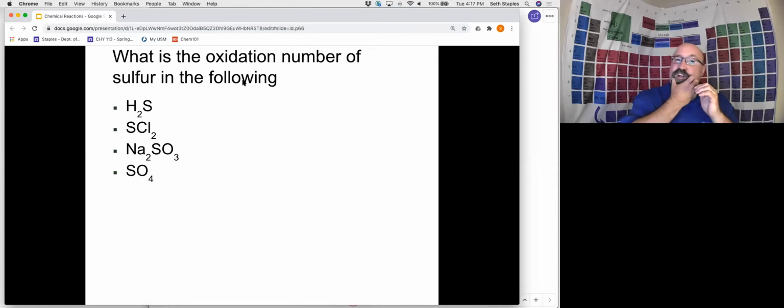For sulfur dichloride, SCl2, halogens, we said, typically have an oxidation number of -1, except when they're with oxygen. The chlorine is not with oxygen, so it's going to have an oxidation number of -1. And there are 2 of them. That means that our oxidation number on sulfur has to be +2.